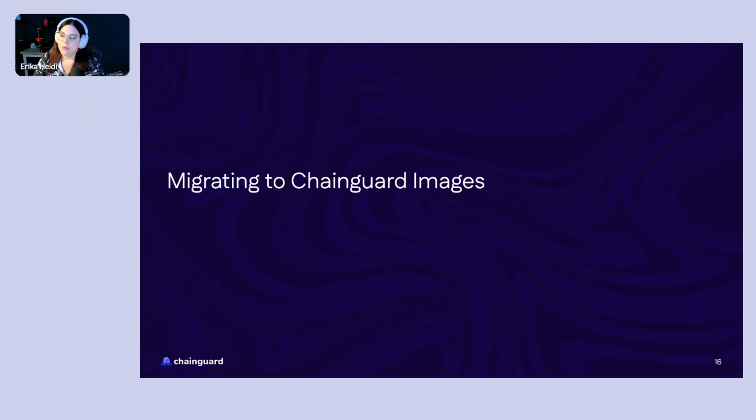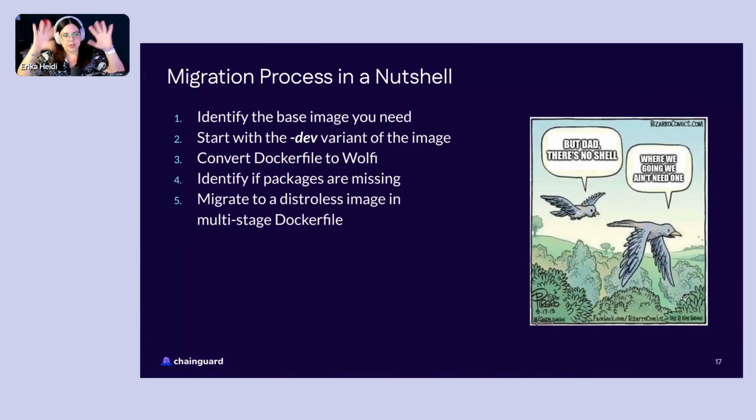So now that we've seen a crash course into CVEs and vulnerabilities in container images, and the differences between Chainguard image flavors, let's now see a section about migrating to Chainguard images in general. If you are using other images, Debian based, Alpine, and you want to migrate to Chainguard images, I will give you a high level overview.